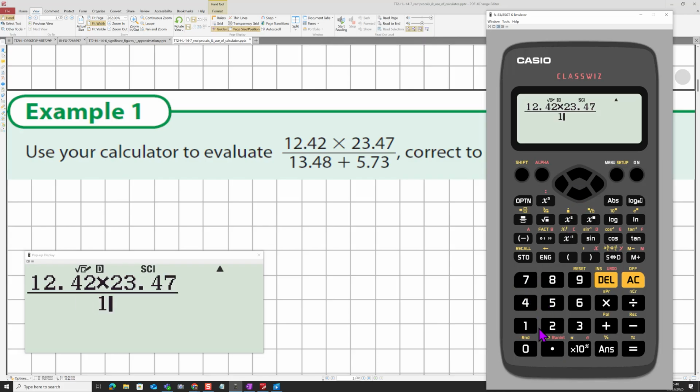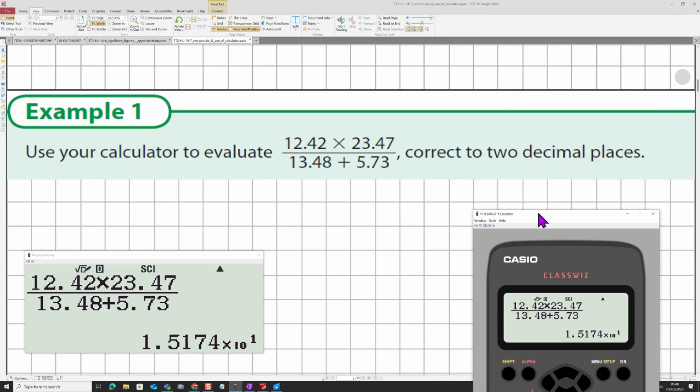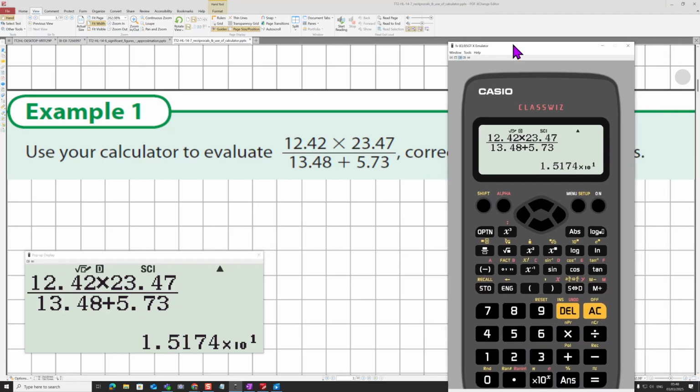Downstairs we go. 13.48 plus... okay, straight to decimal with a shift. Don't know what's going to happen. Let's take a look. I'm in scientific mode. Correct to two decimal places, well, aren't they just lovely?